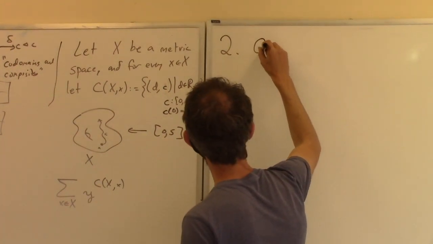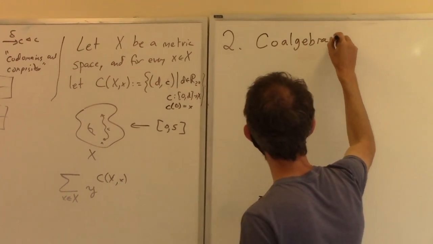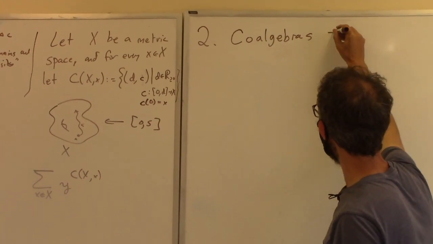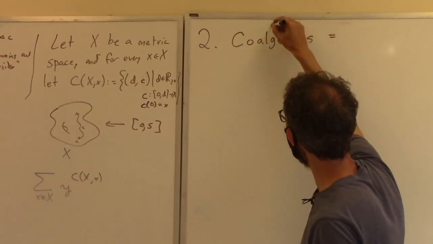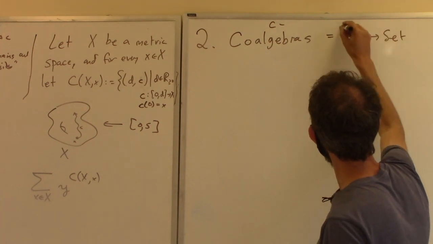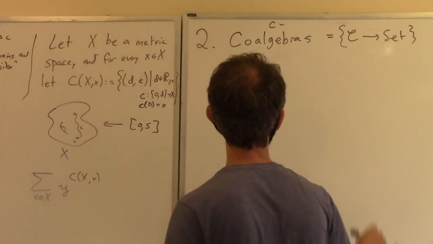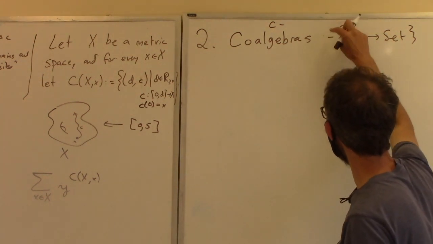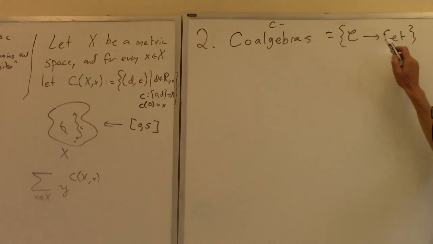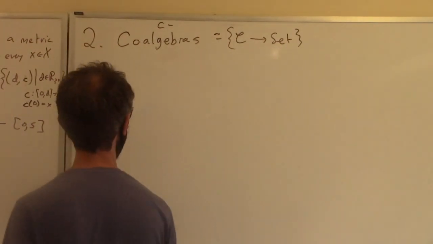So, in part 2 of today's talk, we'll talk about coalgebras, and we'll show that those are functors from C to Set. Now this equality is really an equivalence. It's not exactly an equality. But these two categories, the category of C coalgebras and the category of C copresheaves, they're called, are equivalent categories. And so we'll explain that.